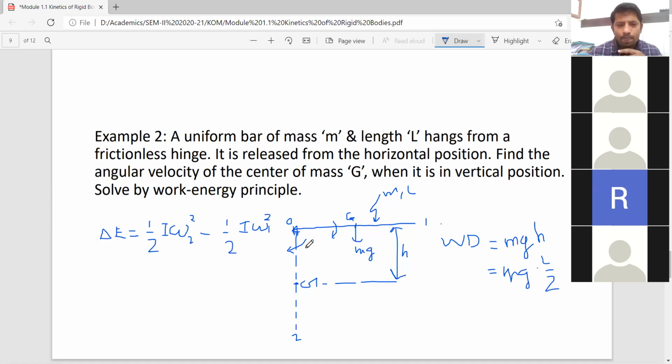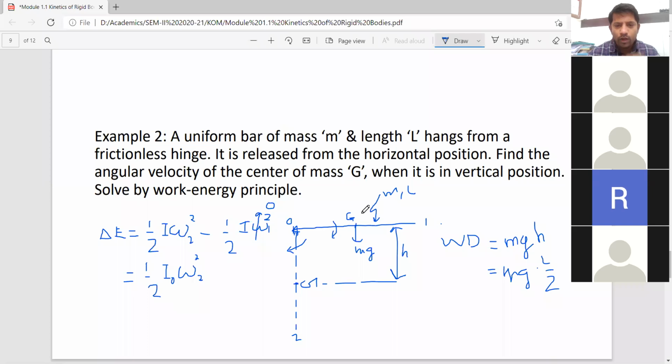Depending on the problem, the bar is released from the horizontal position, that is the initial position. At that time its angular velocity was 0, because it was held in the horizontal position and then released freely. So at the initial position omega 1 was 0. What remains is one half I omega 2 square. Here I is the mass moment of inertia about the point about which the bar is turning, that is point O.